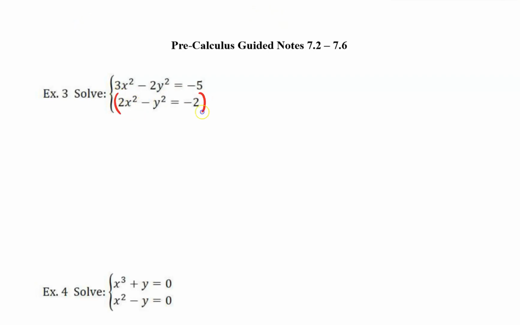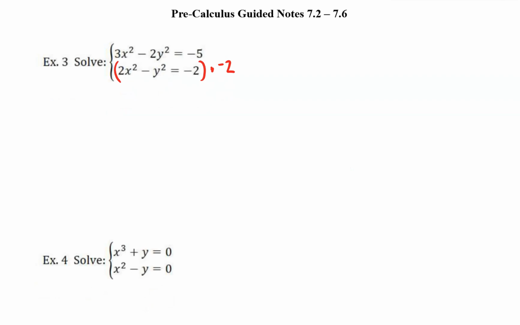Because now I have x squareds, I have y squareds, and it's no different than what you've done in the past for elimination. I'm going to look at this one, and I'm going to try to pick the one that makes the most sense to eliminate. To me, it looks like if I multiply this whole thing by negative 2, I will eliminate the y squareds. So that's my goal here in this one.